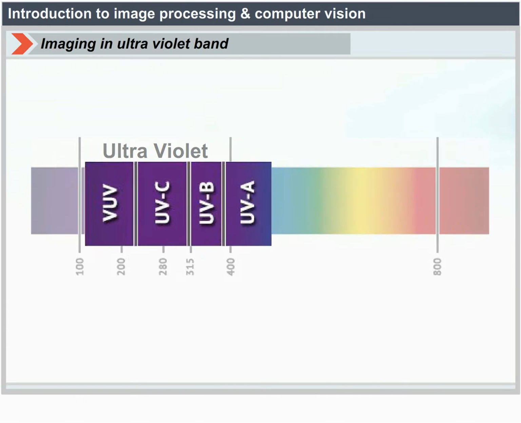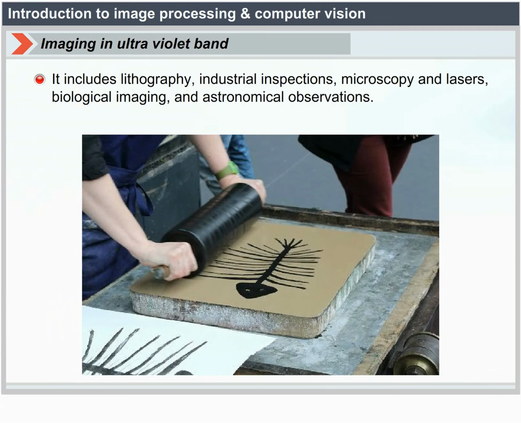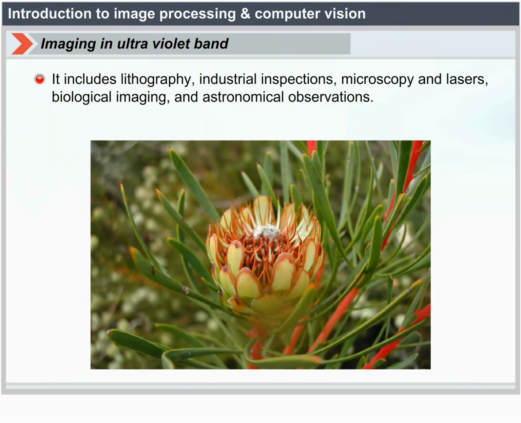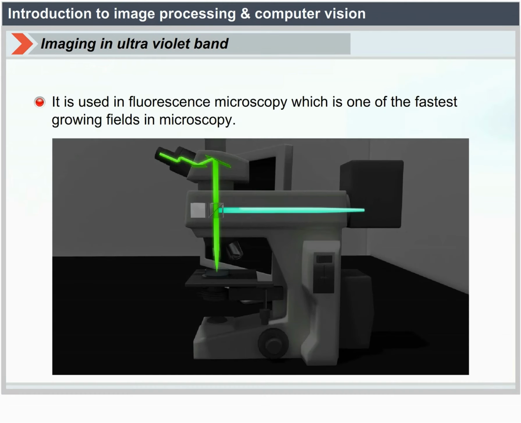Imaging in the ultraviolet band. It includes lithography, industrial inspections, microscopy and lasers, biological imaging, and astronomical observations. It is used in fluorescence microscopy, which is one of the fastest growing fields in microscopy.